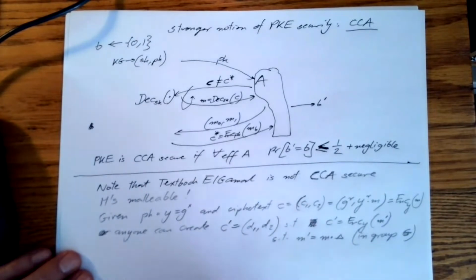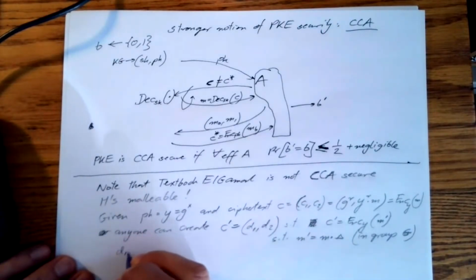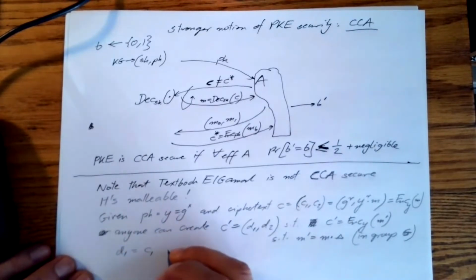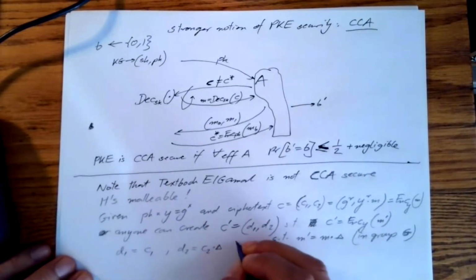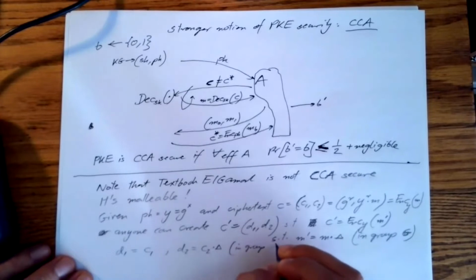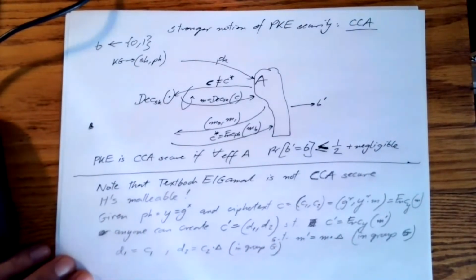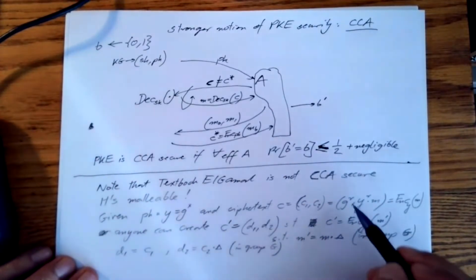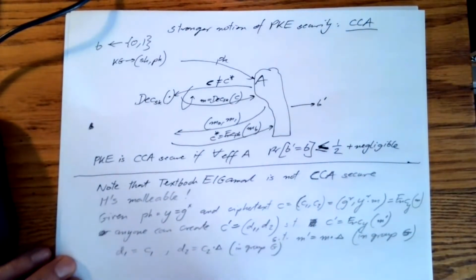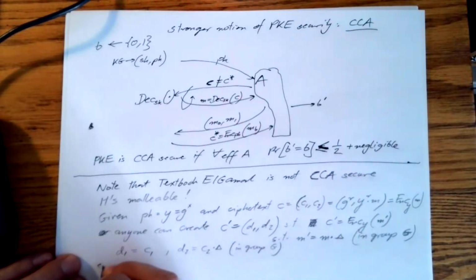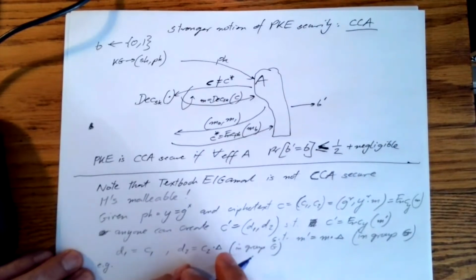How is that? Very simple. Let's say D1 is simply equal to C1, and D2 is C2 times delta, again in group G. So it's sort of immediate that this new ciphertext is of the form G to the R, Y to the R times M times delta. But you can hide your tracks. This part of the ciphertext is the same, but you can actually randomize an ElGamal ciphertext.